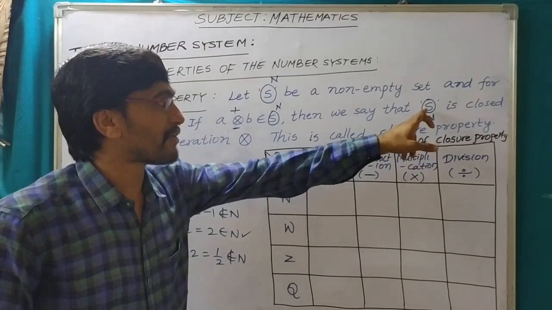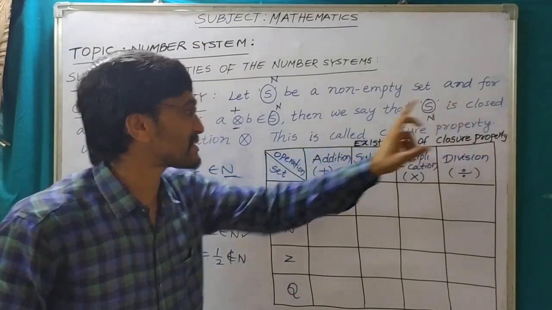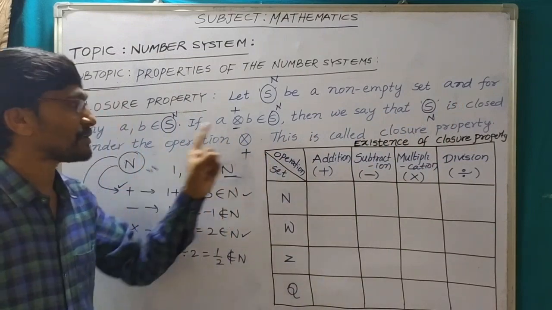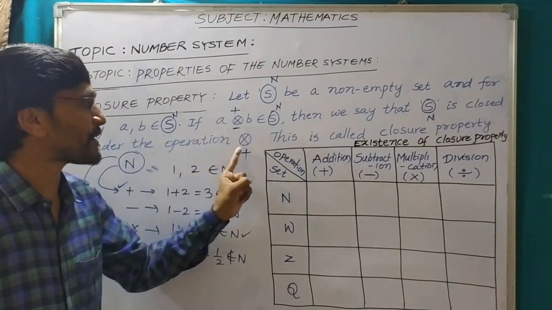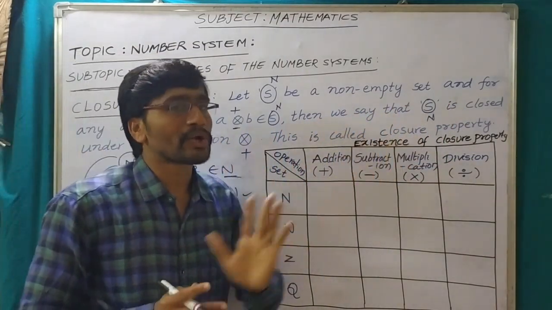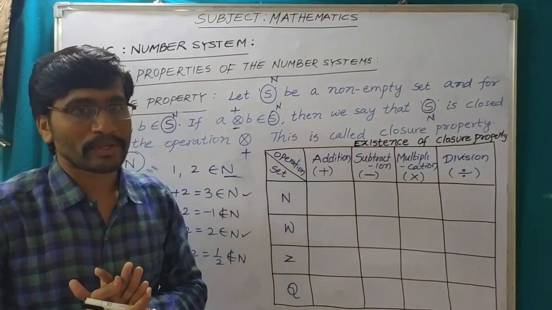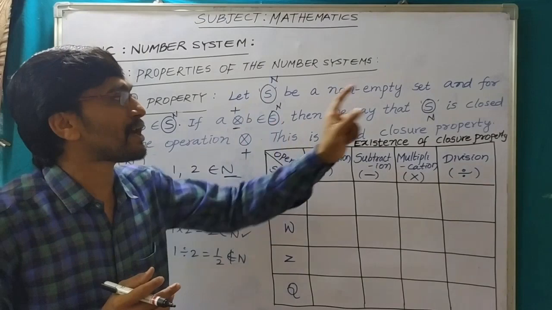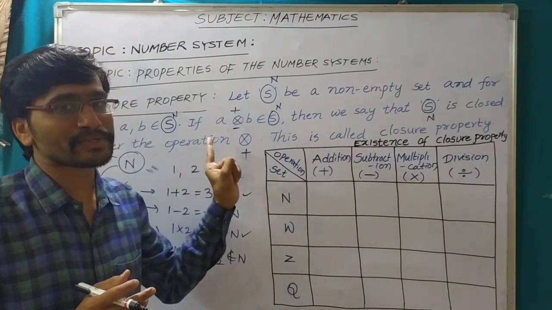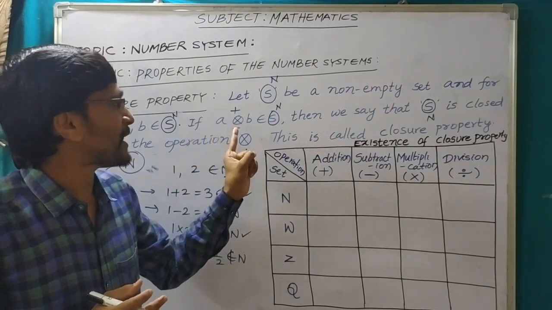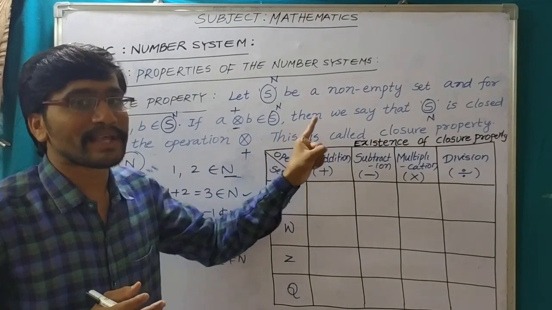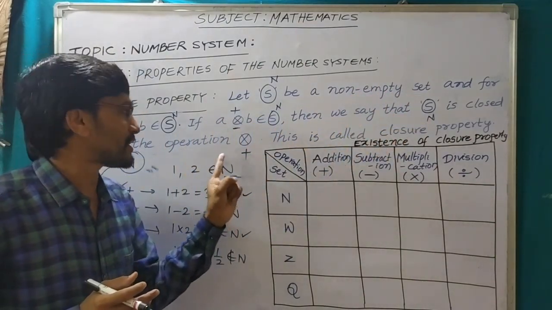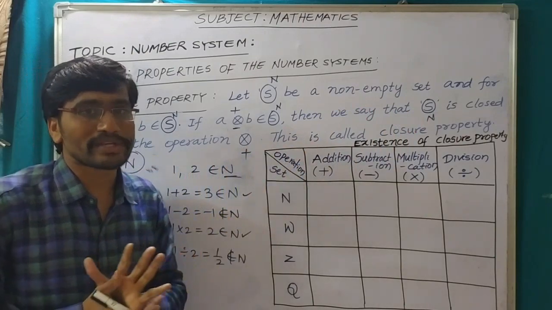then we say that this N is closed under the operation addition. This is called closure property. So let S be a non-empty set, and for any a comma b belongs to S, if a binary operation b belongs to S, then we say that S is closed under that operation. This is called closure property.